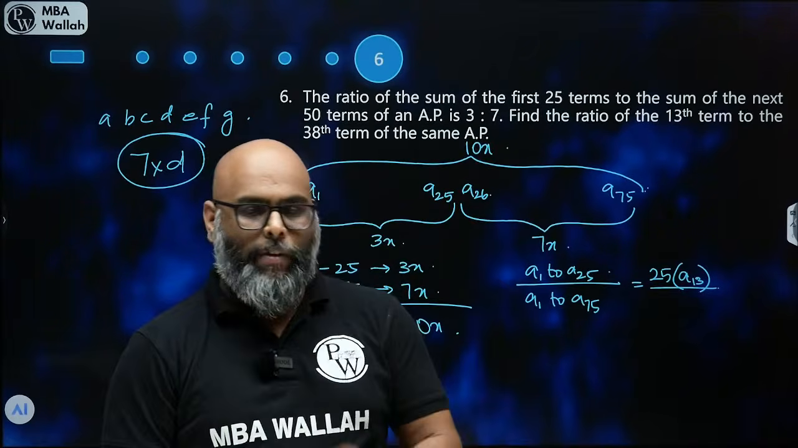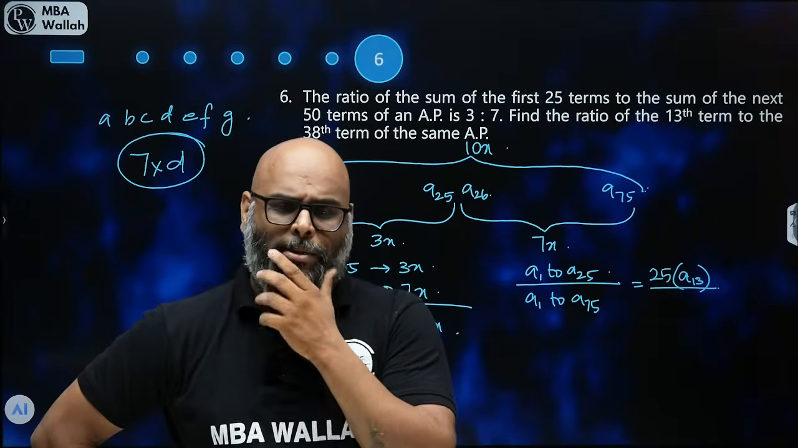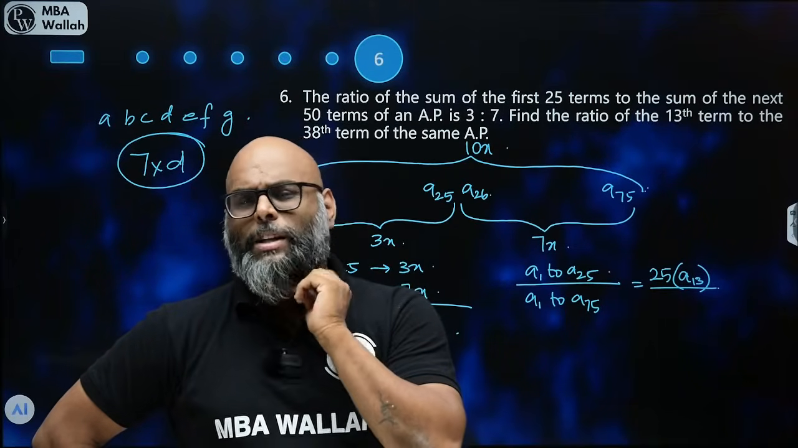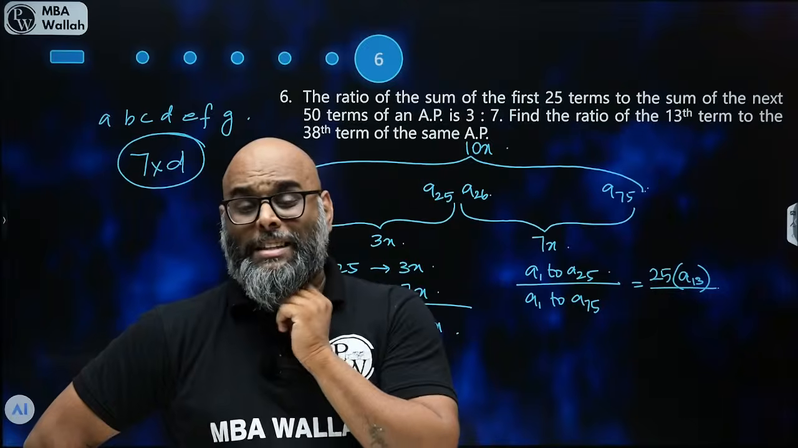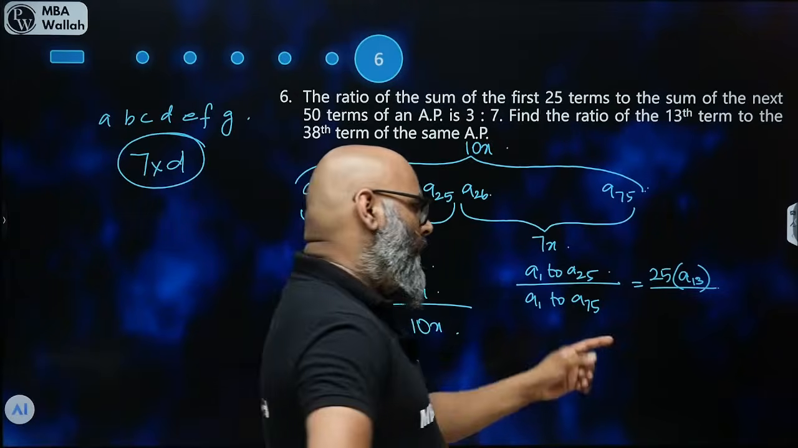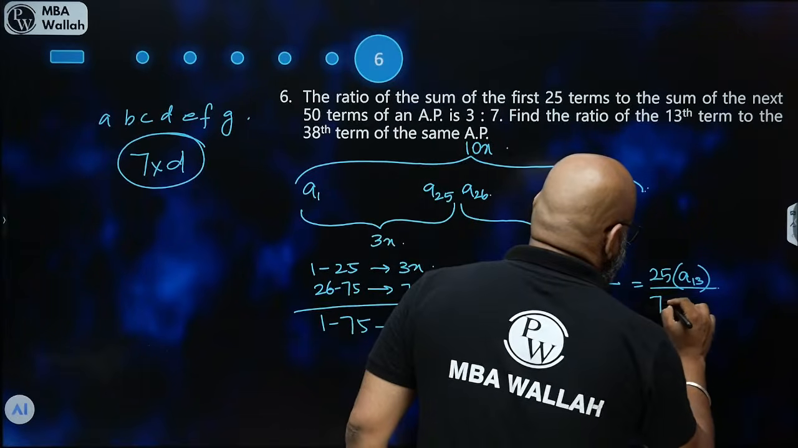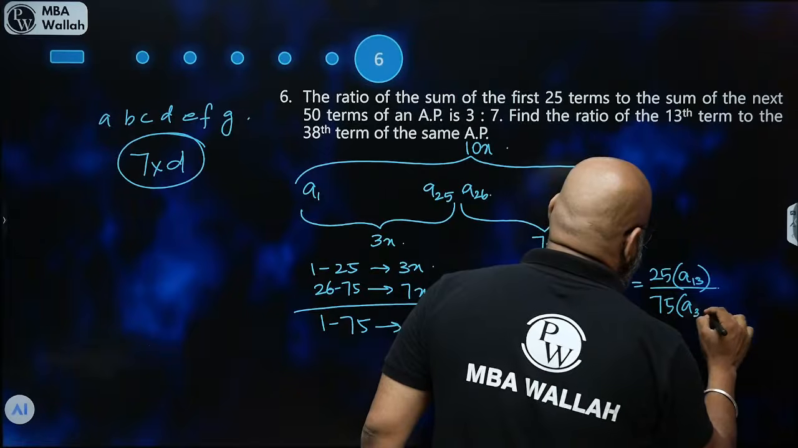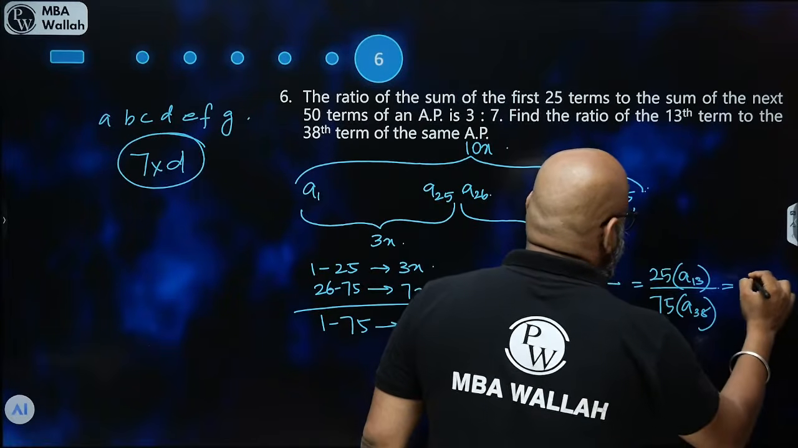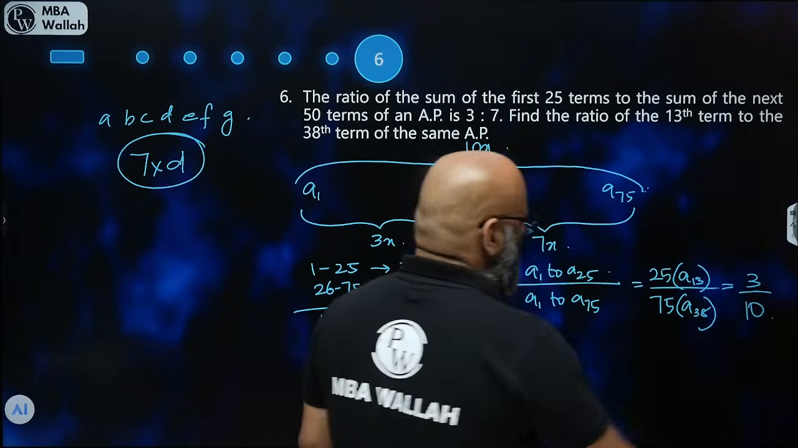What is the easiest way to write the sum of 75 terms? Once again, plot the middle term. Where is the middle term of 75 terms? Sitting right at 38. Or I can write this as 75 times A38. And this ratio I can write as 3 by 10.